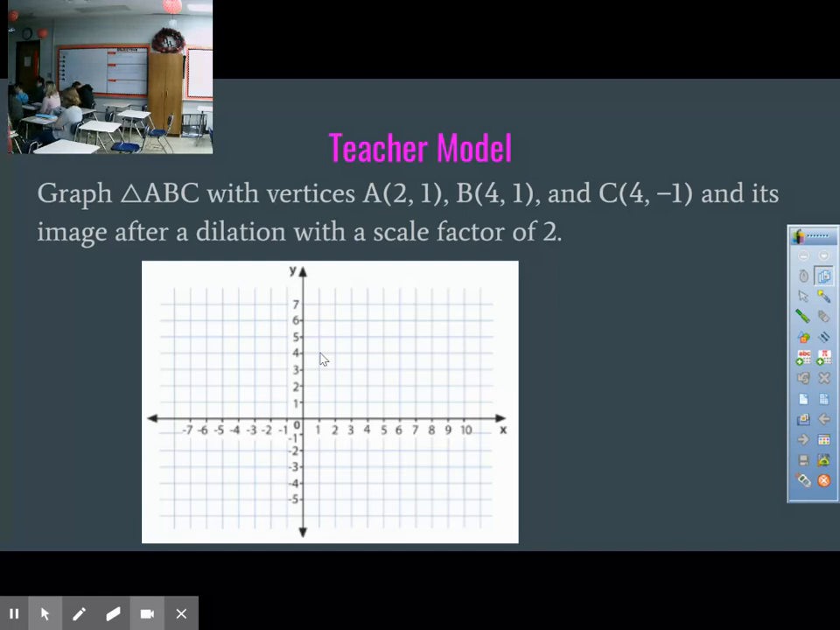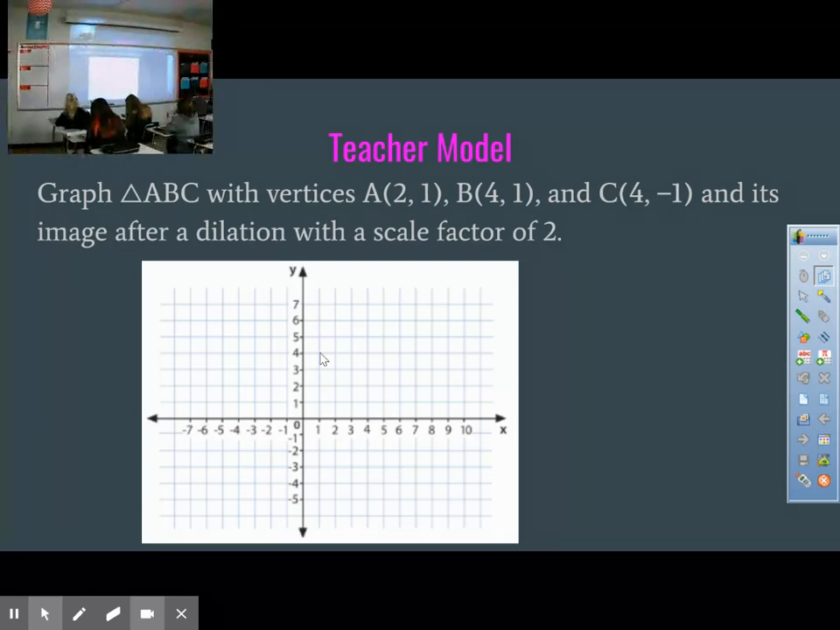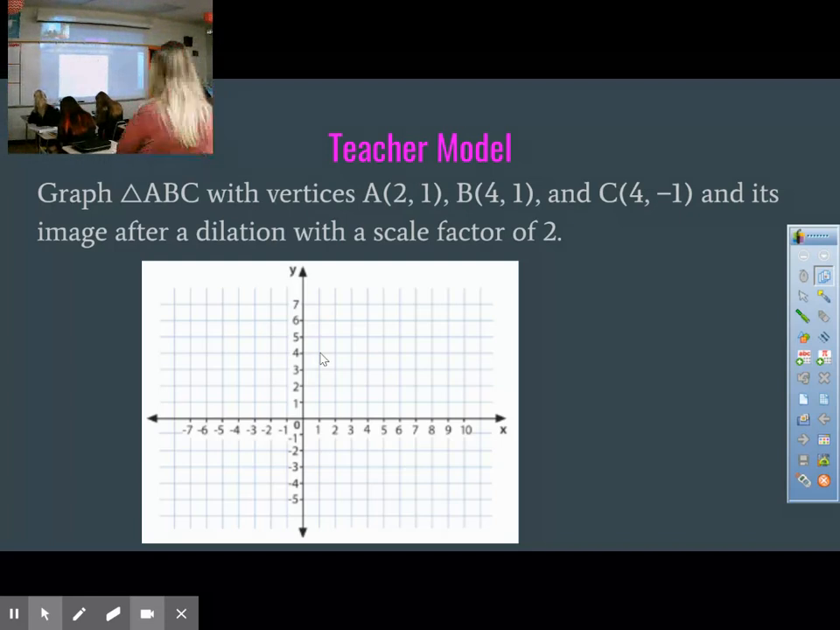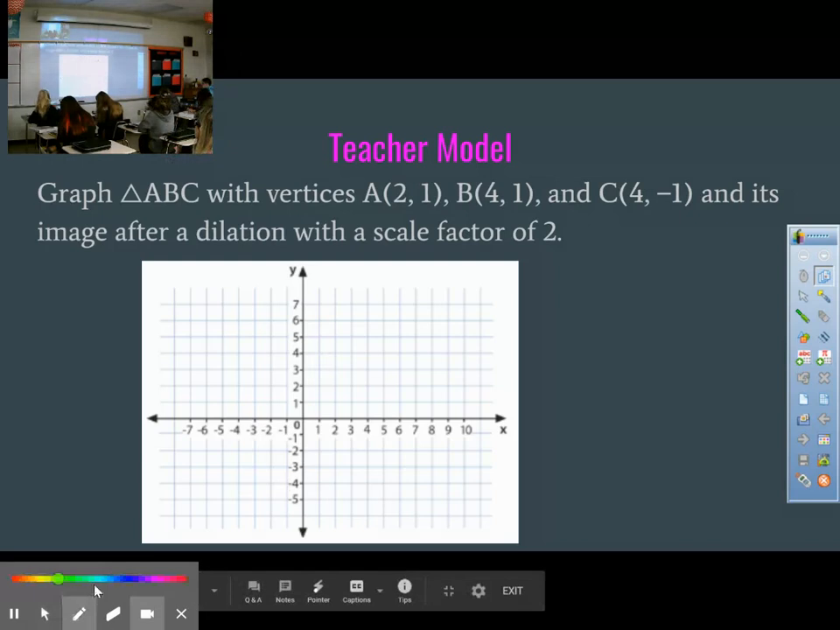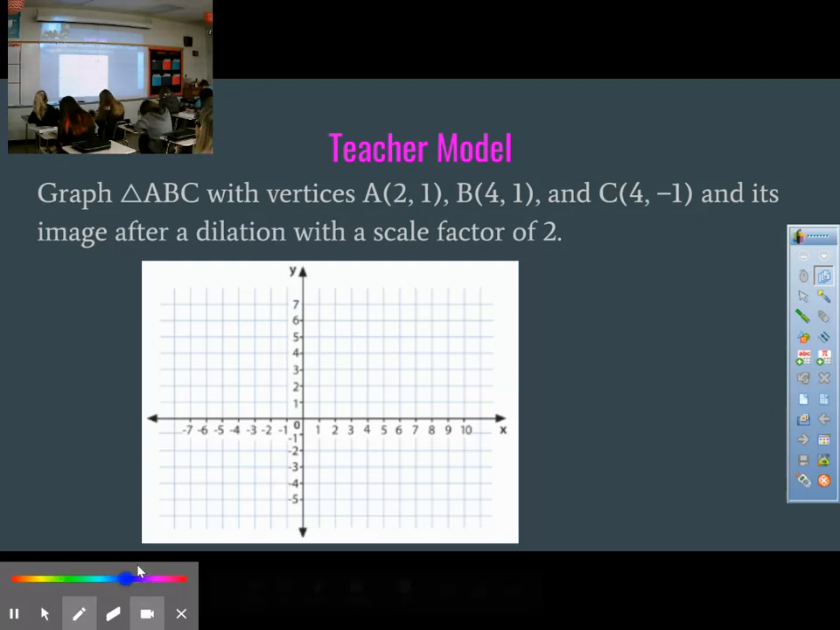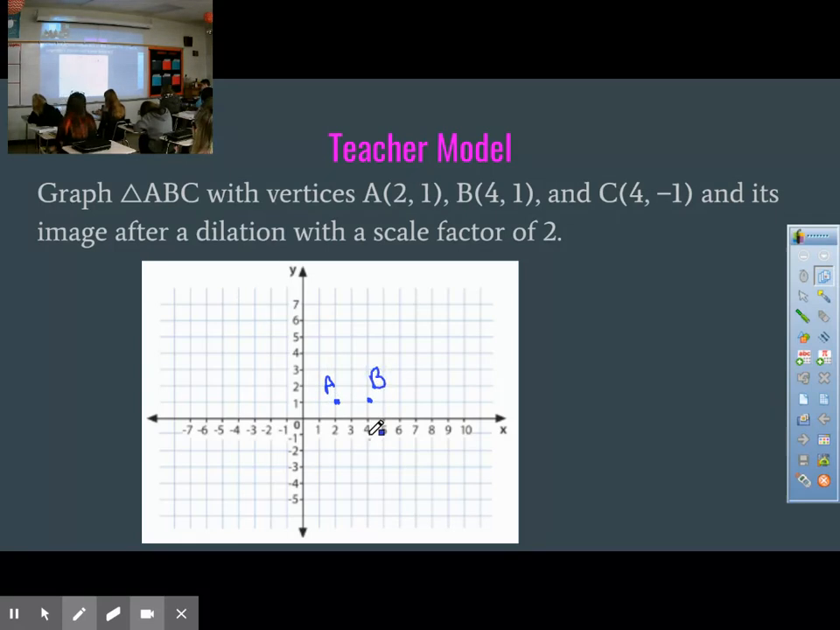All right, it says graph the triangle ABC with the vertices A (2, 1), B (4, 1), and C (4, -1), and its image after a dilation with a scale factor of 2. So first we graph the original triangle ABC. A is (2, 1), so you go to the right 2, up 1. B is (4, 1), and C is (4, -1).